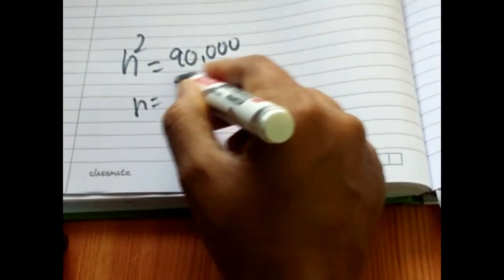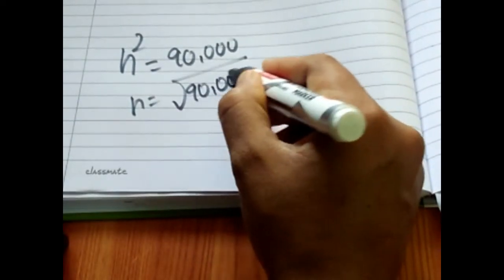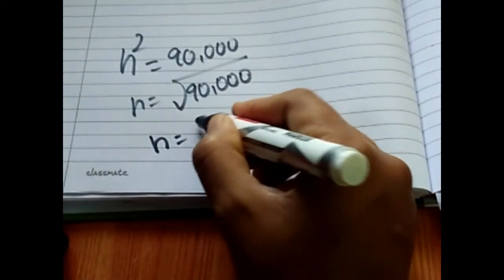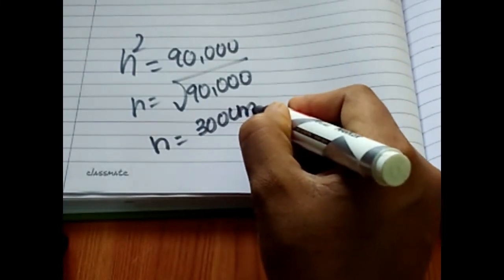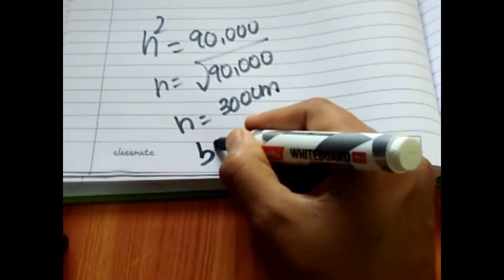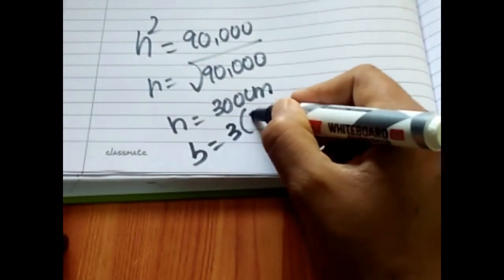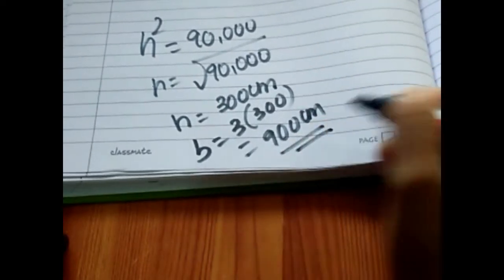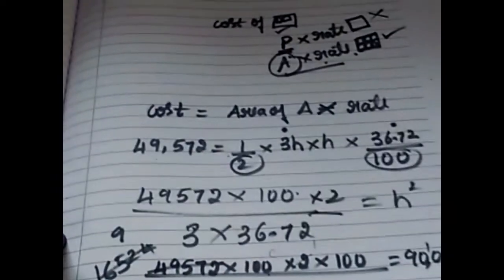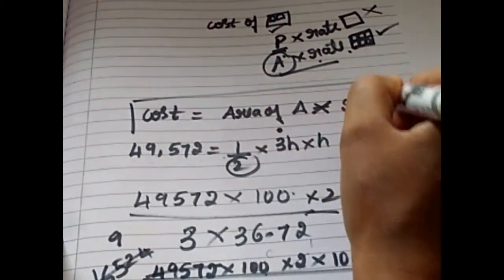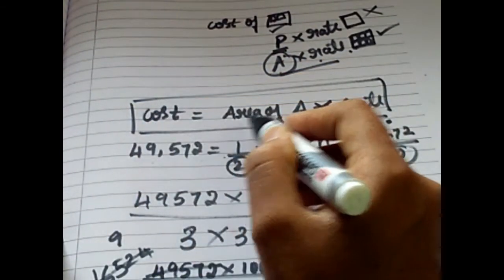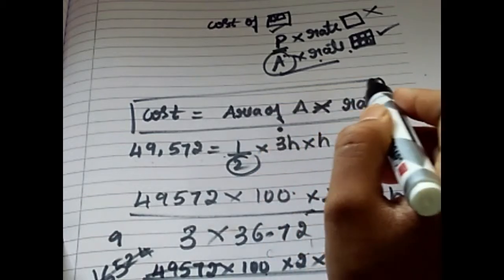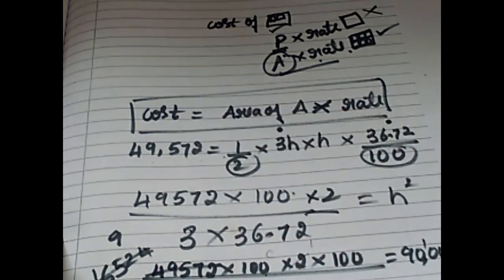So h is equal to the square root of 90,000. Hence the height is equal to 300 centimeter. It is asked to find out the base, which is 3 times the height, which will be equal to 900 centimeter. So the problem is very simple, but you need to remember this formula. Always cost is area into rate or perimeter into rate, depending upon the work to be done over here. So this is the solution for question number 9.